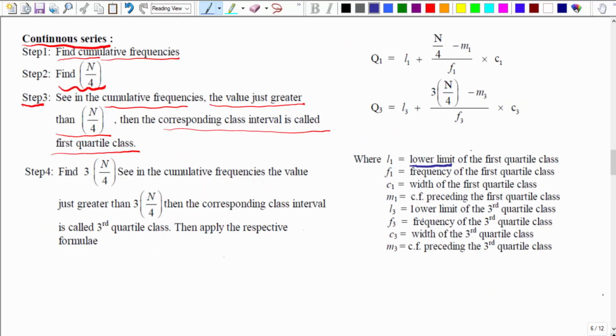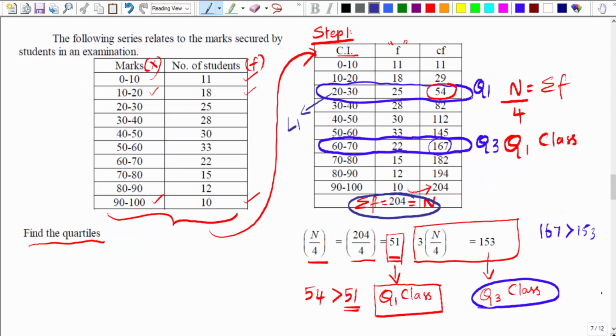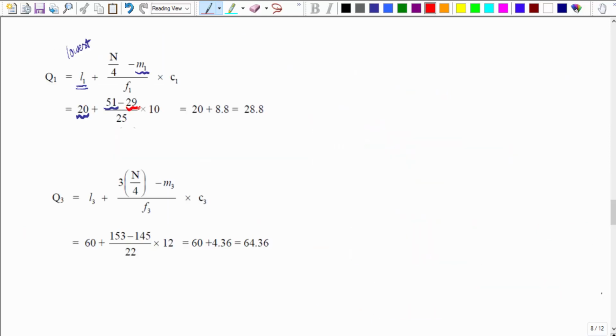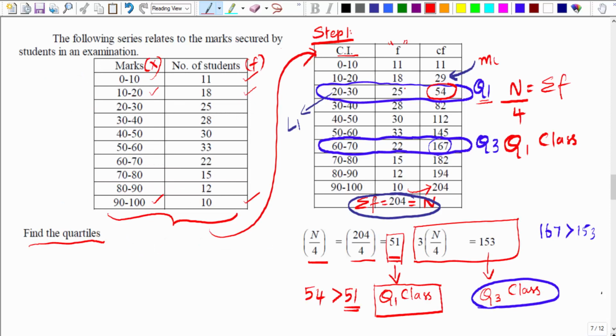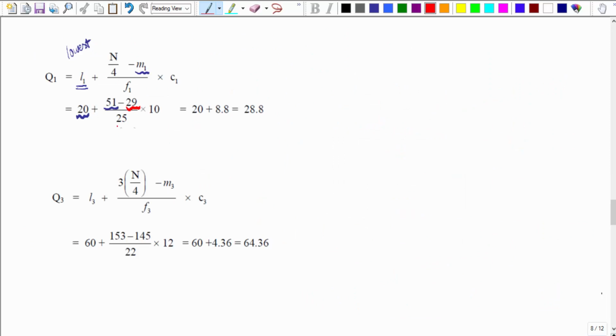What is m1? M1 is basically the cumulative frequency preceding the first quartile class. So what is our first quartile class? We had our first quartile class here as this, and the 29, which is the cumulative frequency preceding the quartile class, will be called M1. So our M1 is 29. Then we have to divide it by F1. F1 is nothing but the frequency for this first quartile class. So this is going to be called F1.